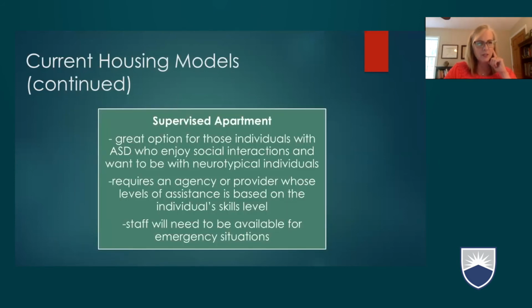Supervised apartments are really becoming quite popular. These are an option for those individuals who enjoy being social. This is where you'll have an apartment in a regular apartment complex that is just for an individual with a disability. It requires someone, whether an agency or some kind of provider, to keep an eye on and assess that individual's skill level to make sure that they're able to live in a supervised apartment. But there always is going to be some kind of staff available for emergency situations.